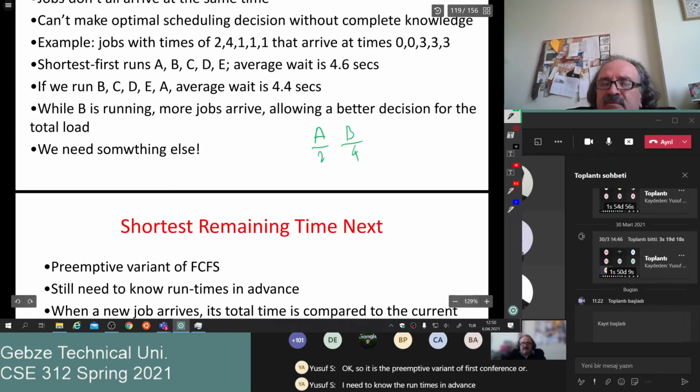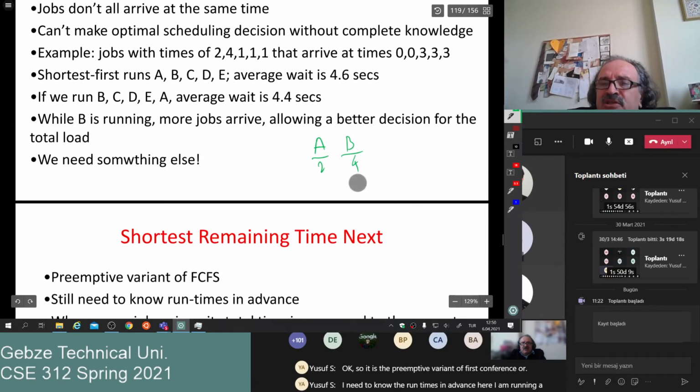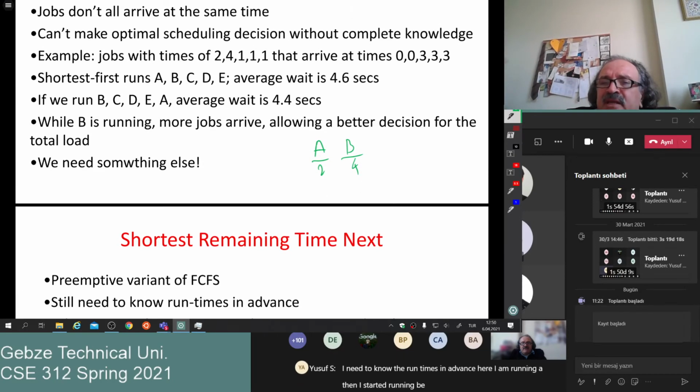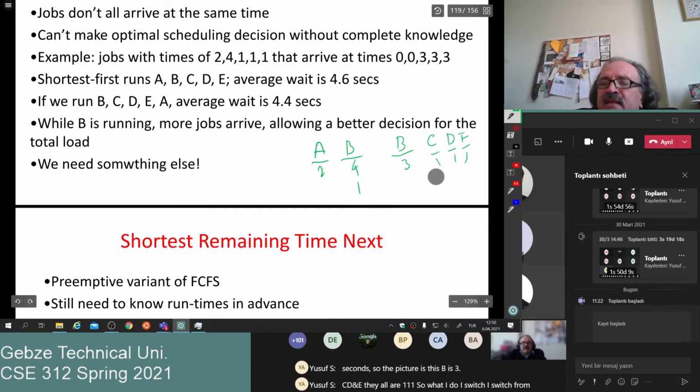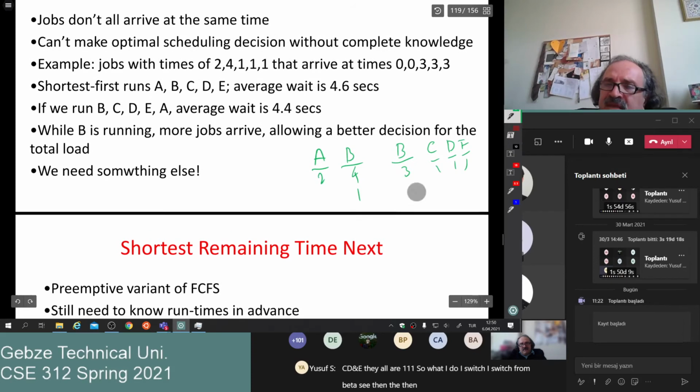Here I am running A, then I started running B. While I am running B for 1 second, I received C, D, and E. I know that B needs 3 more seconds. So the picture is this: B is 3, C, D, and E, they all are 1, 1, 1. So what do I do? I switch from B to C, then D, then E, then B again.